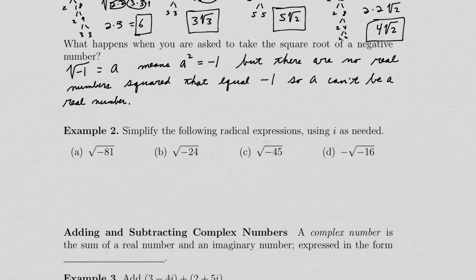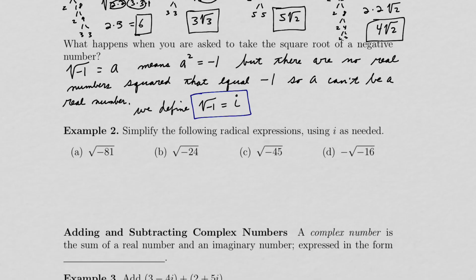Okay, so how do we handle this? Here's where we're going to define a new number. It's called an imaginary number. So we're going to define square root of -1. We're going to give it a name. We're going to call it i. Okay, so it's just by definition, the square root of -1, we're going to call that i. And by doing that, we're going to find it super useful, okay?